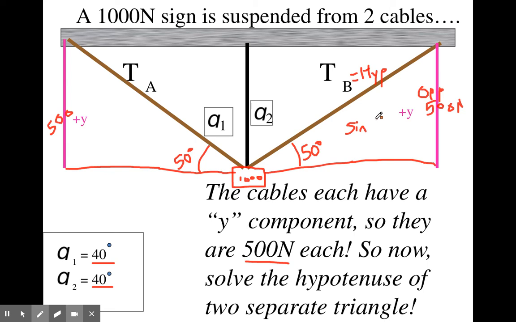The sine of 50. Remember, not 40. We're not using 40. We're using 50 because remember, 40 is up here. We want the angle inside the triangle, which is equal to the opposite, 500, over the hypotenuse. And if you calculate that, what do you think? Is that number going to be greater than 500, or less than 500?